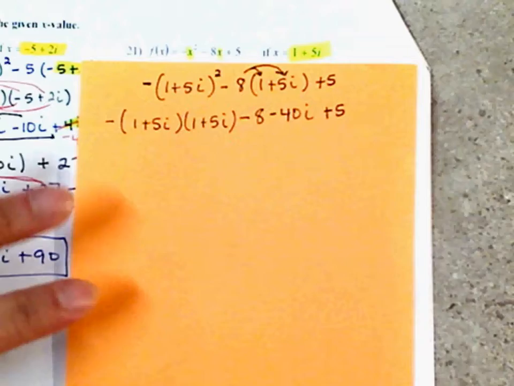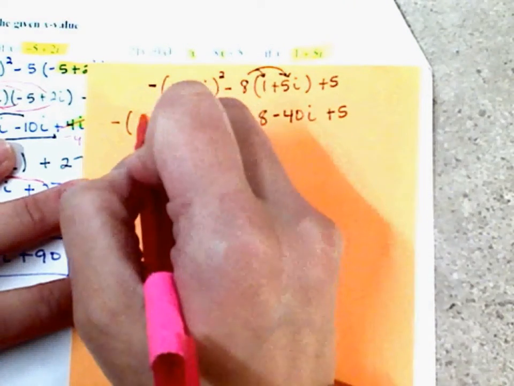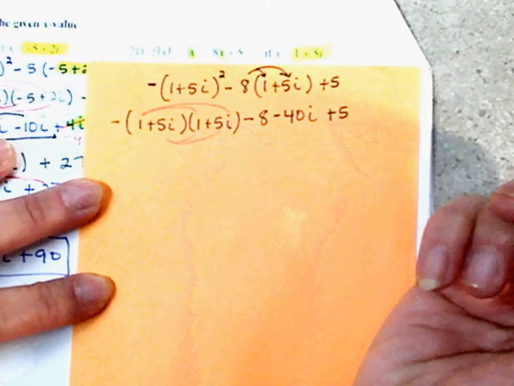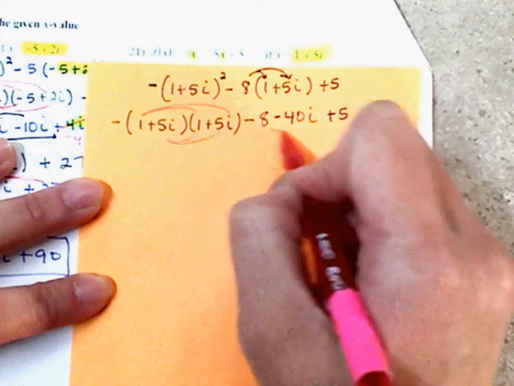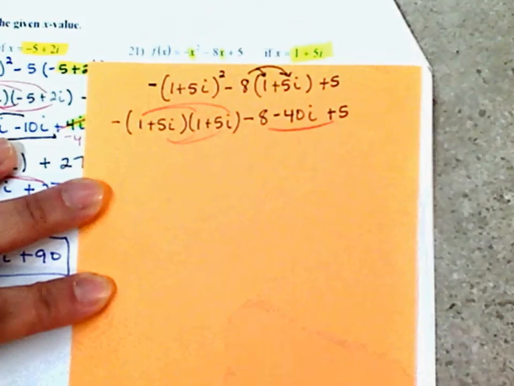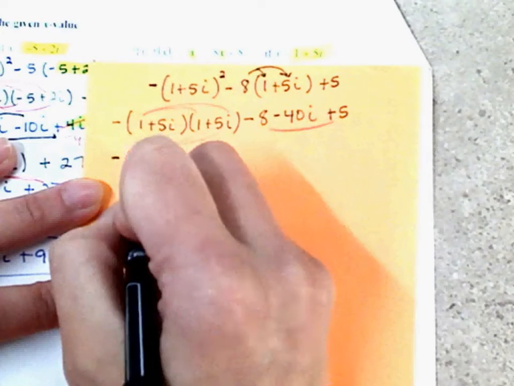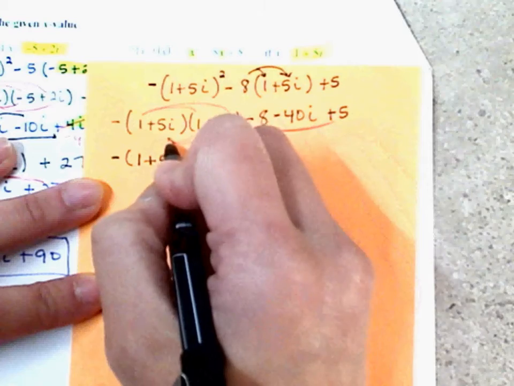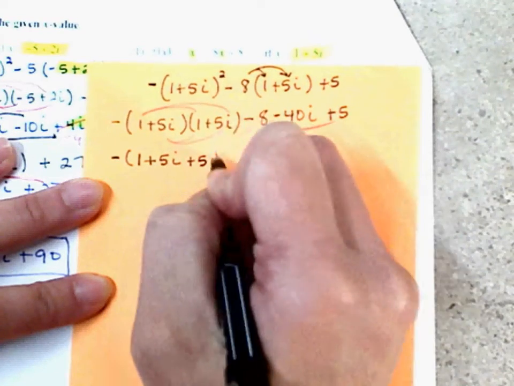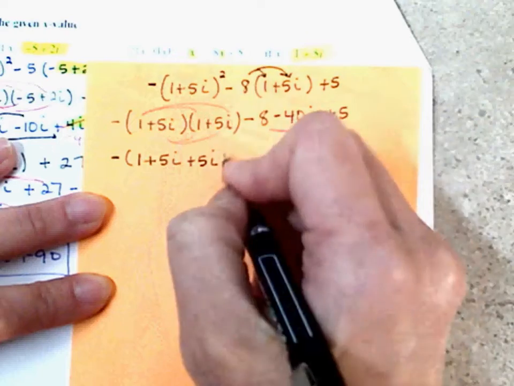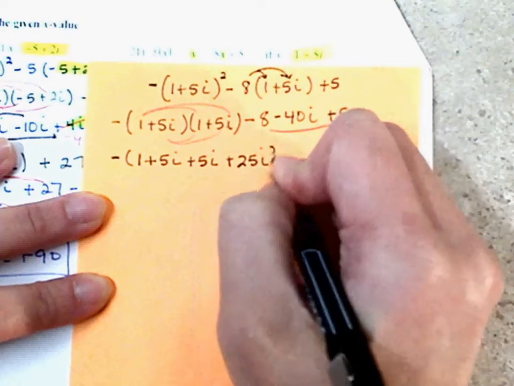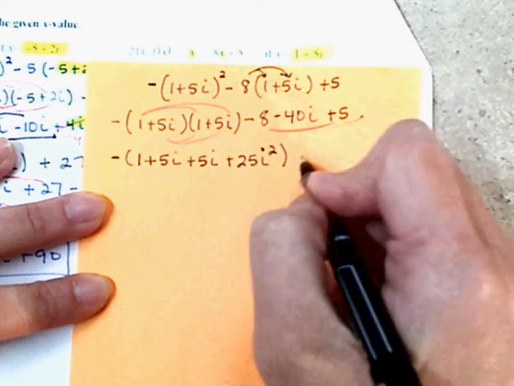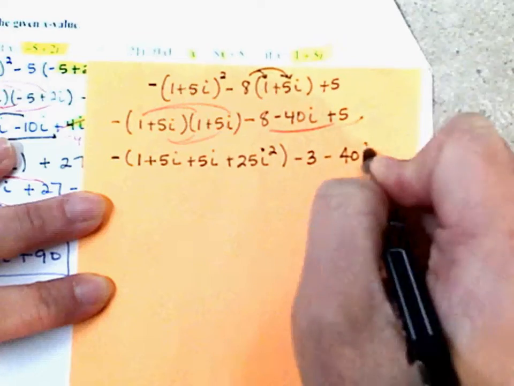Now you got two distributions. You got to multiply your first term times all of the second. Multiply your second term times all of that. While I'm at it, I'm going to combine my like terms right here as well. So now you have negative 1 times 1 is 1. 1 times negative 5i is positive 5i. 5i times 1 is positive 5i. 5i times 5i is positive 25i squared. Okay? Then go ahead and take care of this. Negative 8 plus 5 is negative 3 minus 40i. So I went here and combined those.